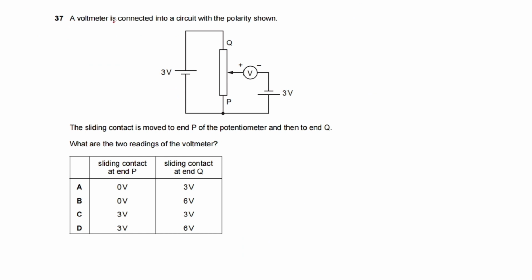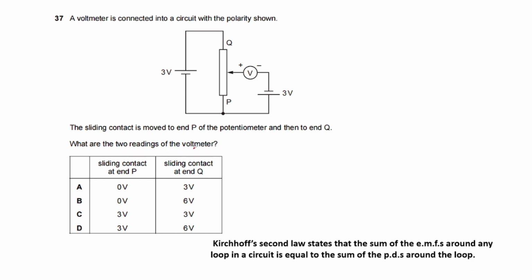Question number 37. A voltmeter is connected into a circuit with the polarity shown. The sliding contact is moved to end P of the potentiometer and then to end Q. What are the two readings of the voltmeter? In this case, we can make use of Kirchhoff's voltage law. What we know is that the sum of the voltages would be 0. The sum of the EMF would be equal to the sum of the potential differences.